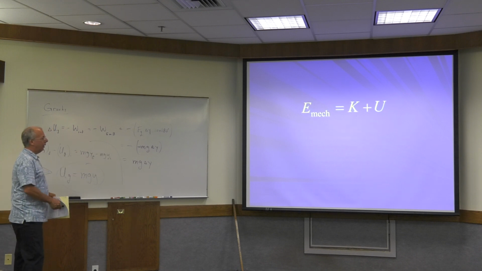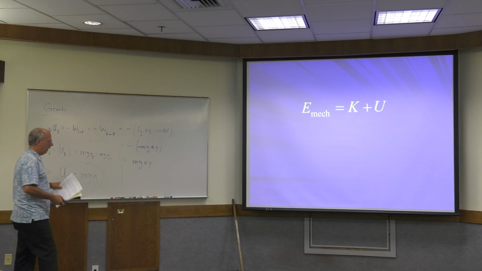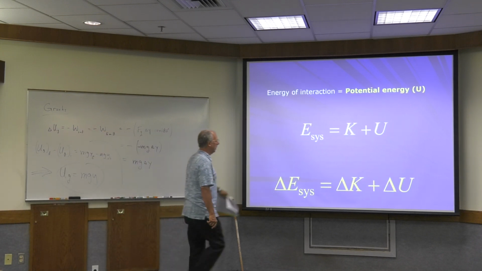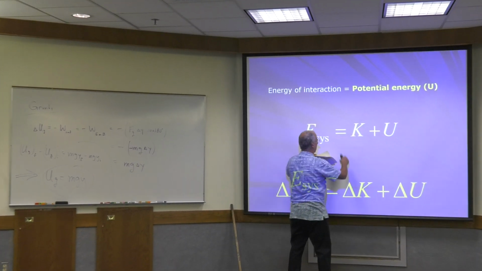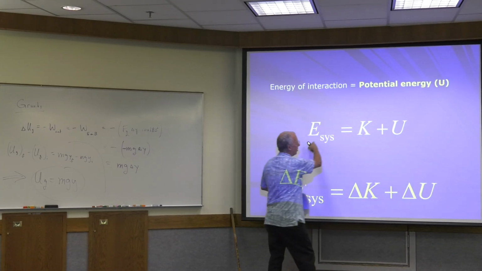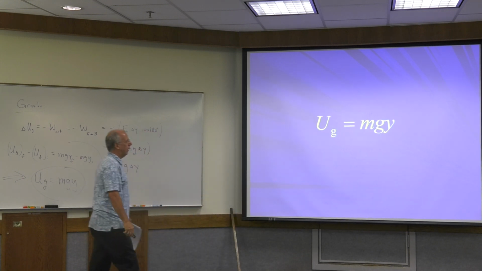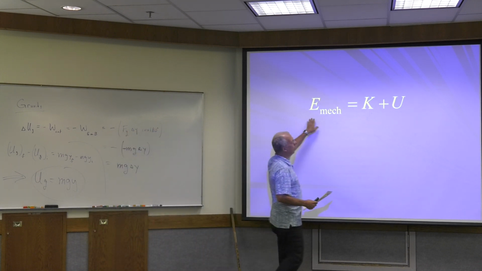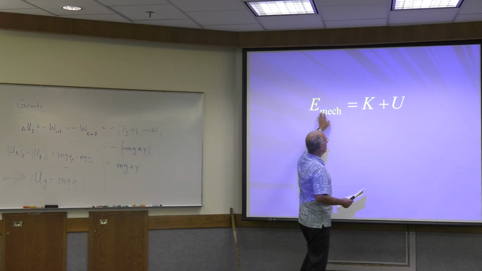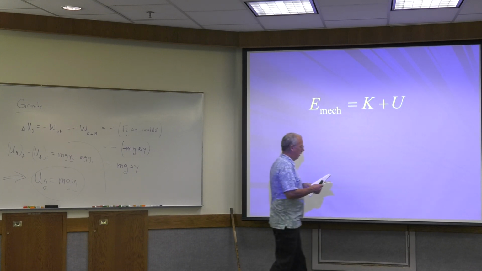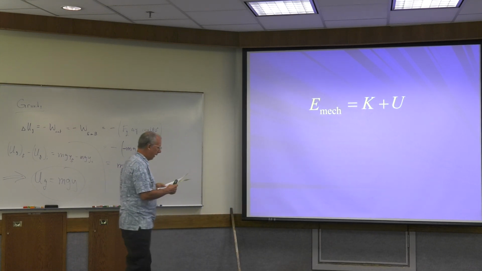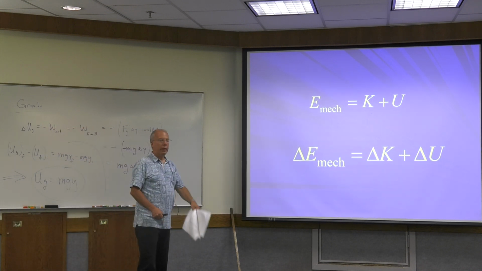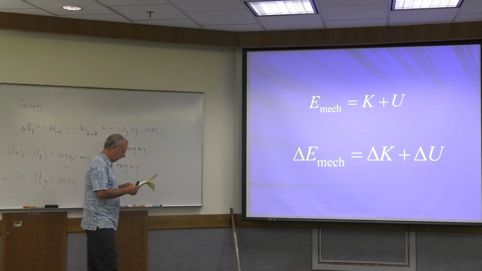Okay, now, just a couple of minutes ago, I said that the energy of the system is K plus U. Now, we come across this a lot, and so people decided to give it a name. And so we call this the mechanical energy. And you want to remember that. So the mechanical energy is the kinetic energy plus potential energy. And again, what we care about is how it changes. And so the change in mechanical energy is the change in kinetic energy plus the change in potential energy.